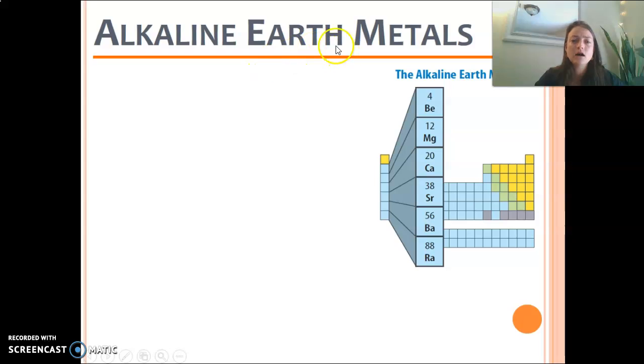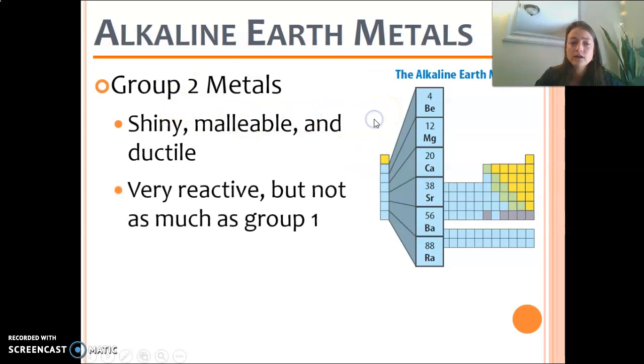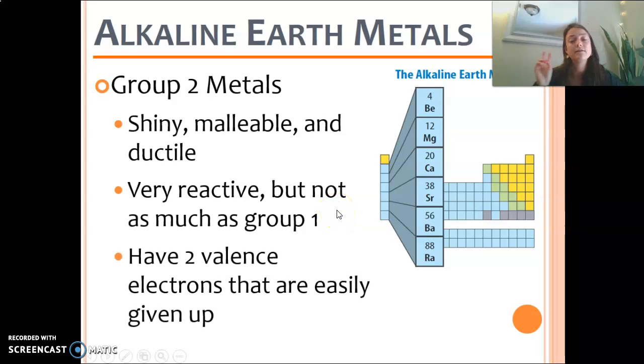Our second group is the alkaline earth metals. So these are our group 2 metals. They're in the second column here. So these are still shiny or lustrous, malleable, and ductile. They're very reactive, but not quite as much as group 1. And that's because they have 2 valence electrons now. So they're starting to fill up that outermost layer of electrons. We call it a shell.